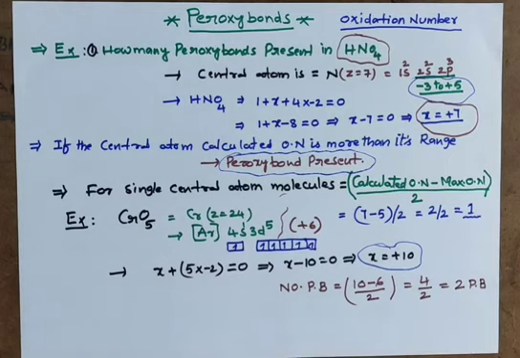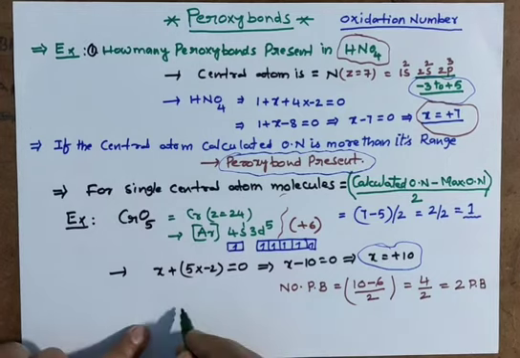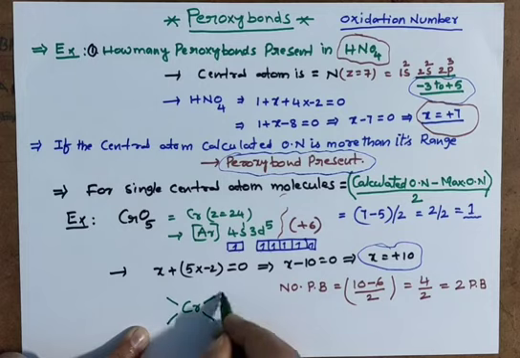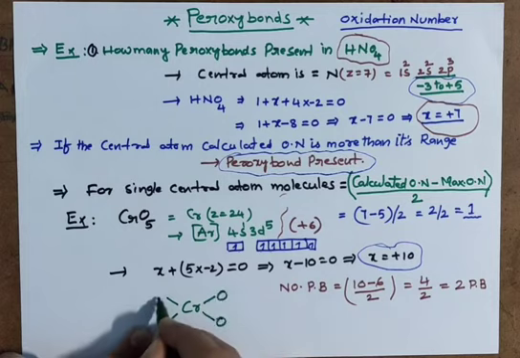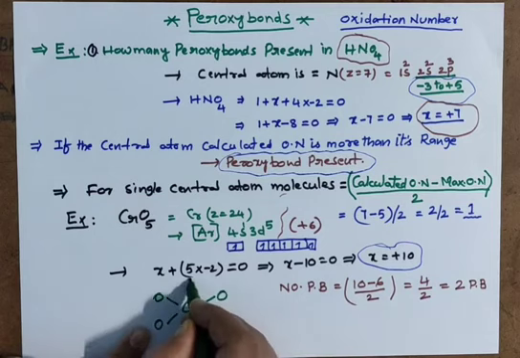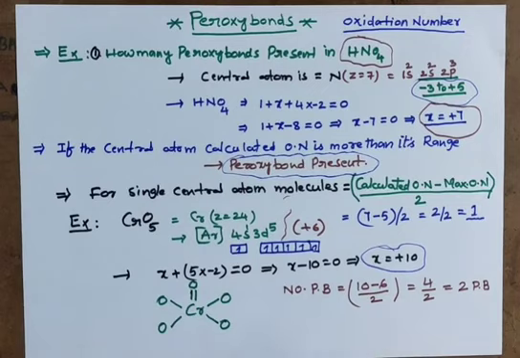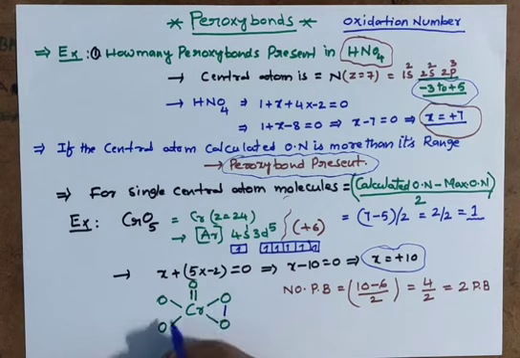So no need to cross check. If anybody needs, I am drawing the structure of CrO5. This is chromium, and you have 1, 2, 3, 4 oxygen atoms here, 4 oxygens, and 1 oxygen above the plane. This is what we are calling the butterfly structure. Chromium pentoxide has a butterfly structure, and in these 2 oxygens there is a peroxy bond.